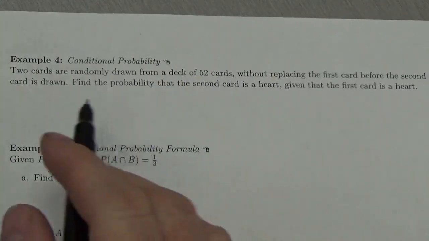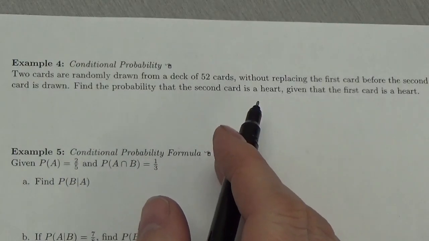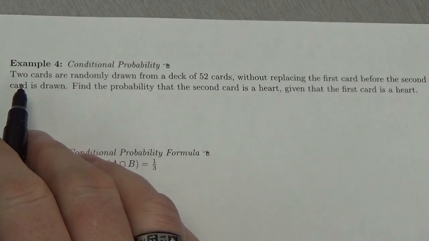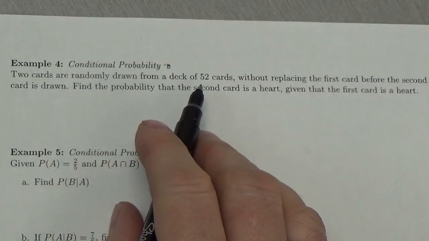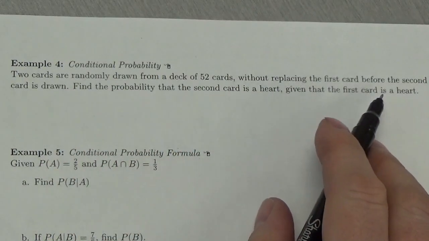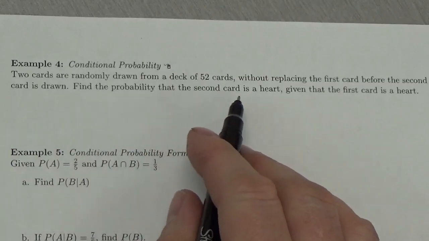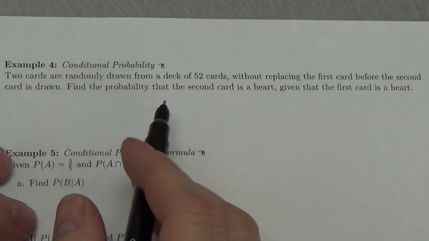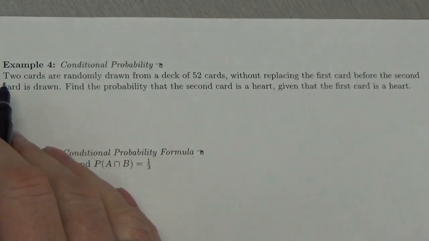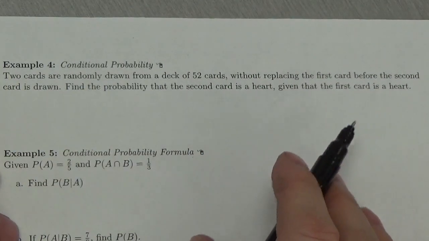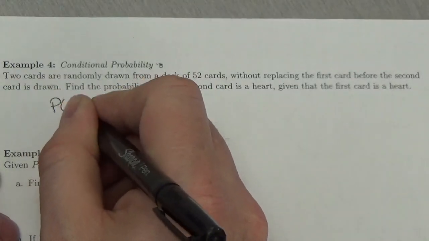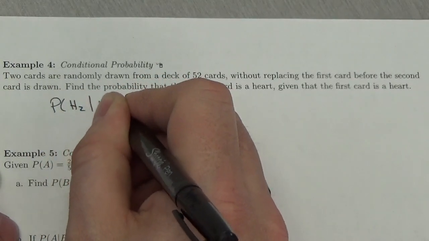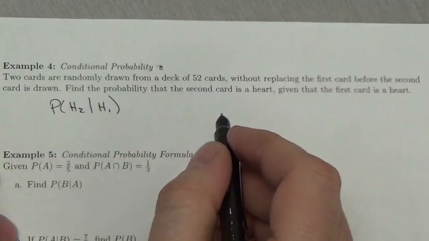Now this question is going to read very similar to the previous question. Two cards are randomly drawn from a deck of 52 cards without replacing the first card before the second is drawn. Find the probability that the second card is a heart, given that the first card is a heart. The difference is I'm not asking you for the probability of both events. I'm just asking you for the probability of that second event. That's all that I want.